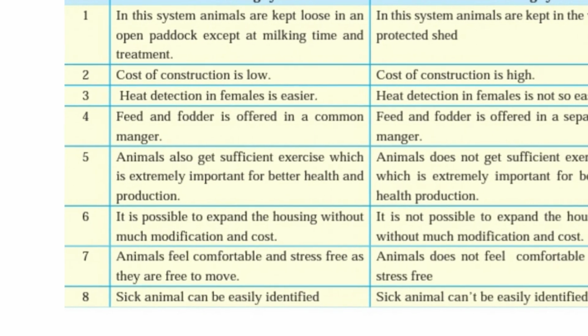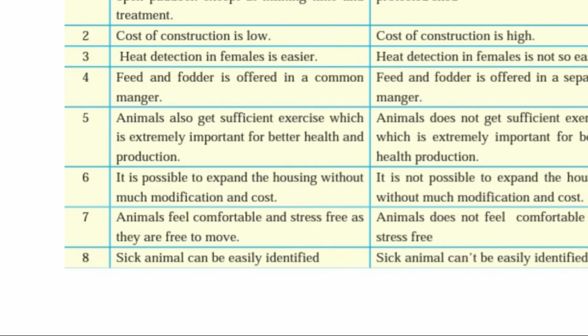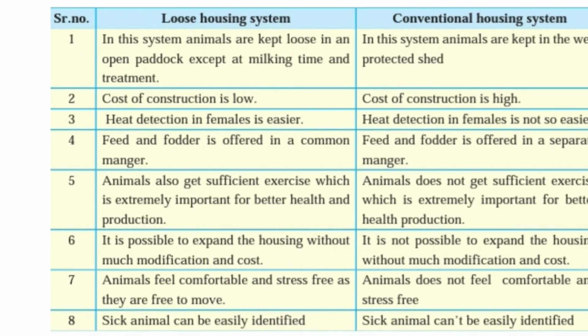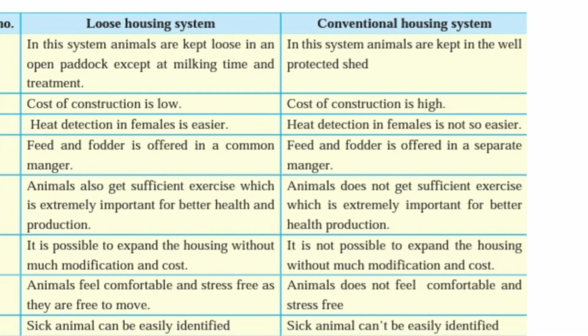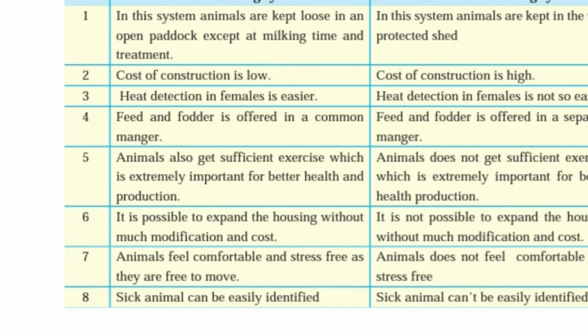In the examination, a question may also be asked to differentiate between loose housing system and conventional housing system. So you need to understand the things and remember at least 6 to 8 points related with this differentiation. So this is all about housing of dairy animals.